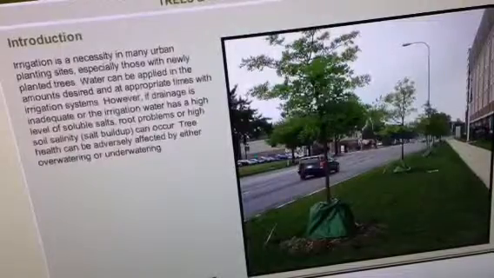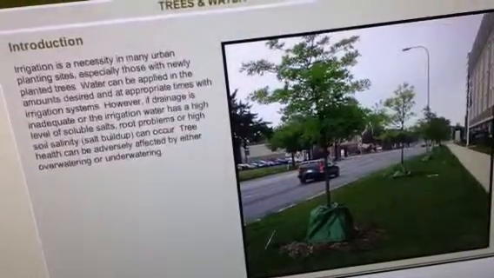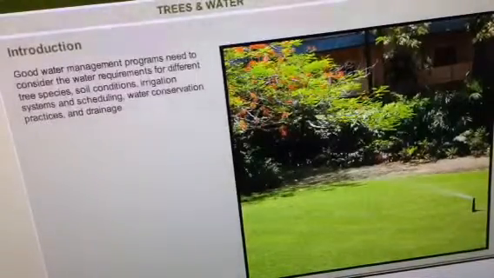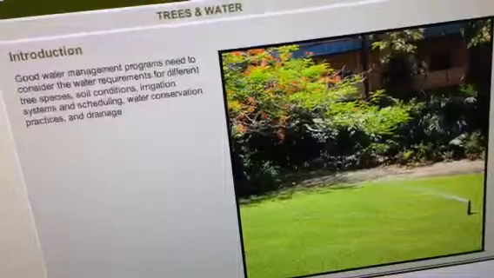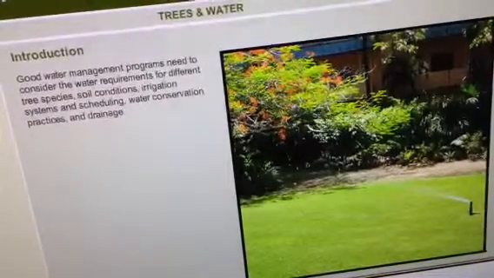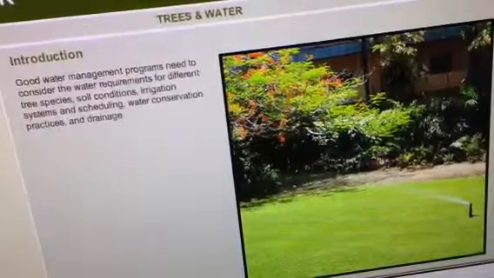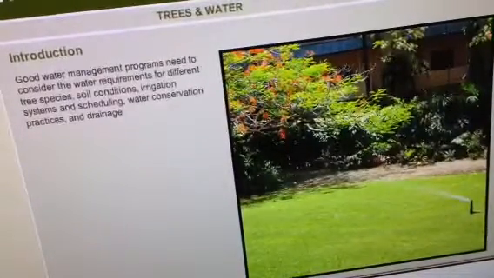Tree health can be adversely affected by either overwatering or underwatering. Good water management programs need to consider the water requirements for different tree species, soil conditions, irrigation systems and scheduling, water conservation practices, and drainage.